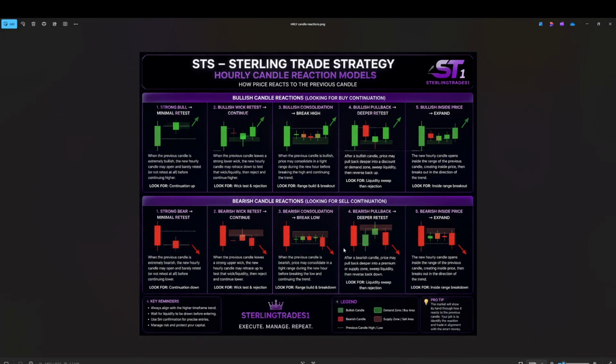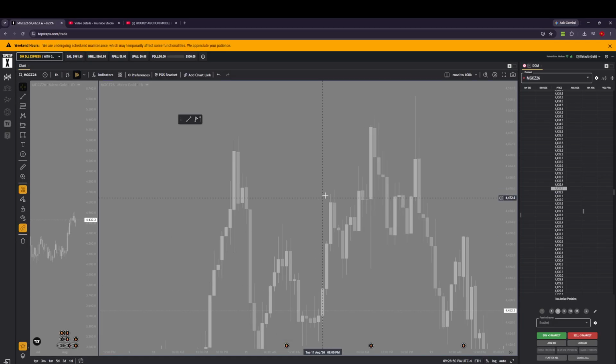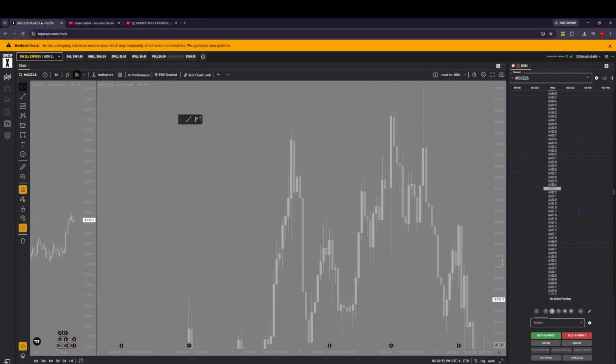All right. Bearish pullback with a deeper retest. After a bearish candle, price may pull deeper into a premium or supply zone, sweep liquidity, and then reverse back down. So let's find an example of this.